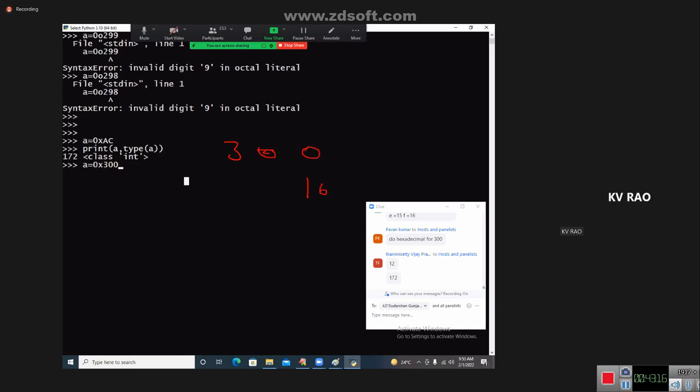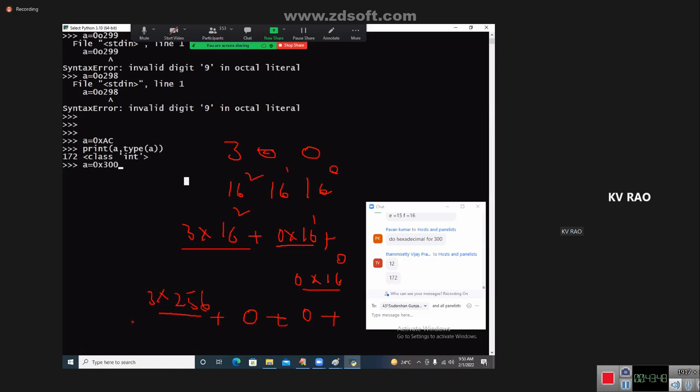It is going to be 16 to the power of 0, 16 to the power of 1, 16 squared. What is this now? 3 into 16 squared plus 0 into 16 to the power of 1 plus 0 into 16 to the power of 0. 3 into 16 squared plus 0 plus 0. You are going to get it. 3 into 16 squared means 256 times 3. So be careful about it.